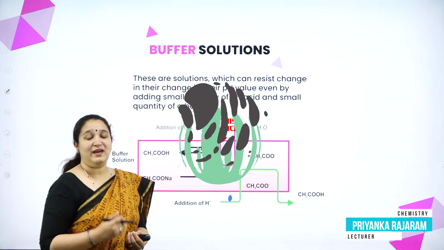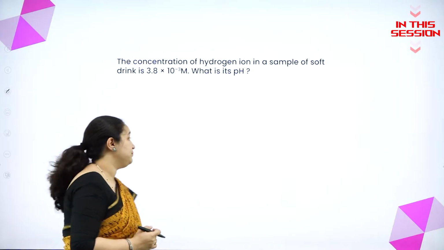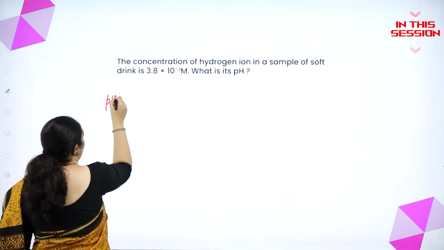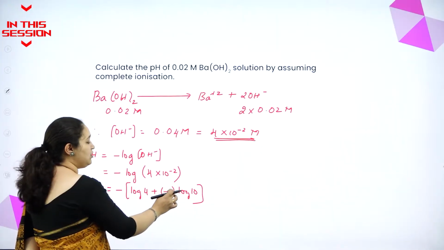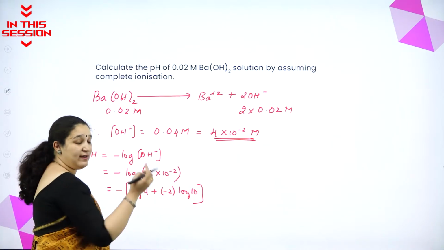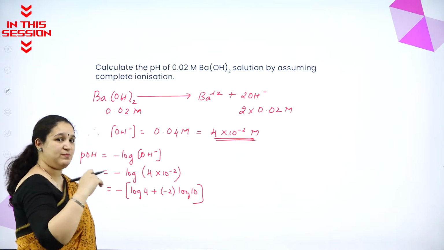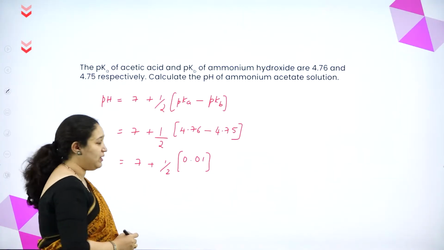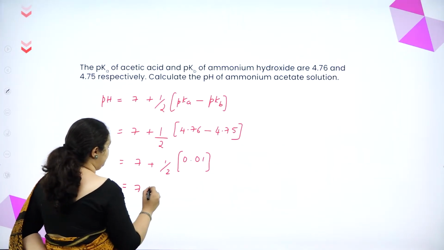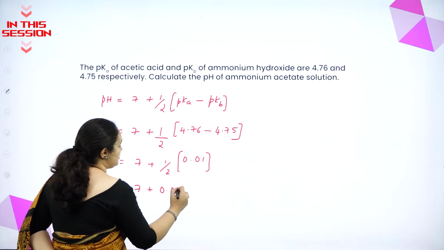So what do you mean by buffer solutions? So what is the formula for pH? We know that pH is equal to, now log B is log 10 to the power minus 2, which I have again taken as log A to the power B is B log A. So half of 0.01 is 0.005.